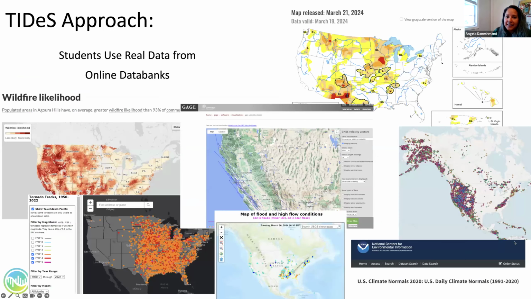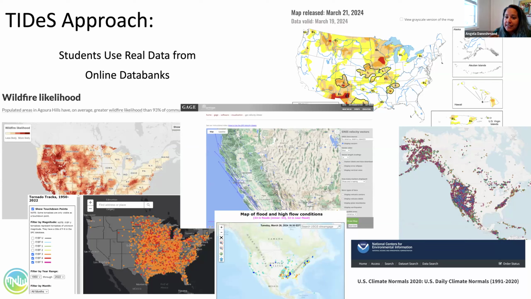So also in the Tides approach, students use real data from online data banks. A lot of our different units focus on using some sort of online database. For severe weather, students will look at either wildfire, tornadoes, or floods. These are the ones that I have up here, but there are other ones that we use as well.